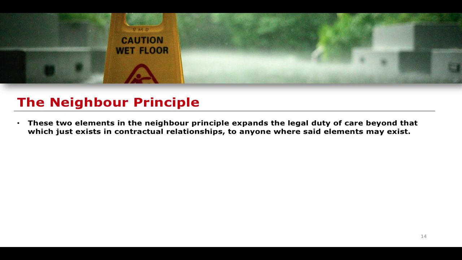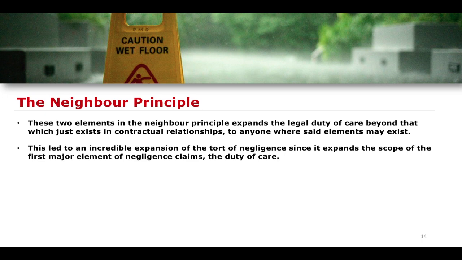So then, these two elements in the neighbor principle essentially expand this idea of a duty of care that previously only existed in contractual relationships, and so therefore the scope of litigation was particularly narrow. Now, it could essentially be anybody, so long as you fulfill the principles of the neighbor principle, so long as you fulfill the idea of reasonable foreseeability on the one hand and proximity on the other. Where those elements are said to exist, this is where we get this idea of a duty of care that can arise. And this is a legal duty of care, just as legal as any duty of care that could exist within contractual relationships. So this led to an incredible expansion of the law of tort.